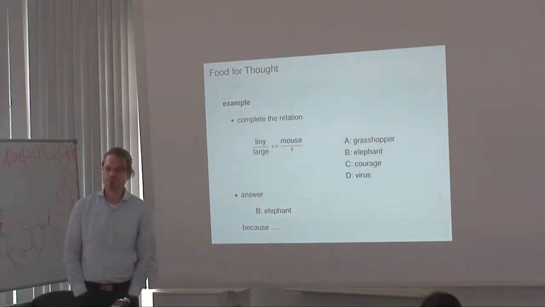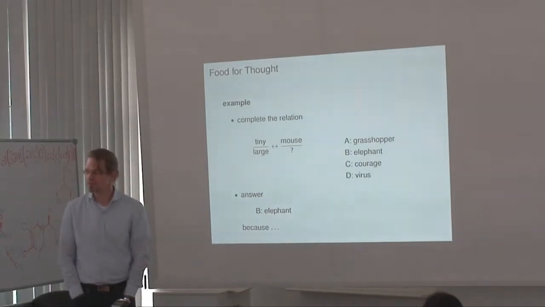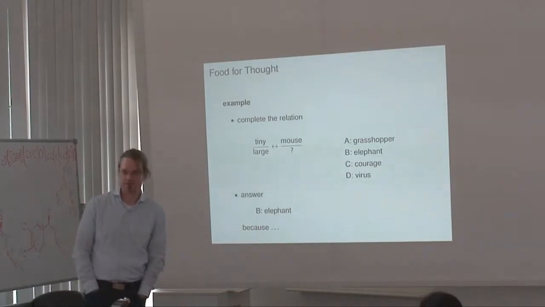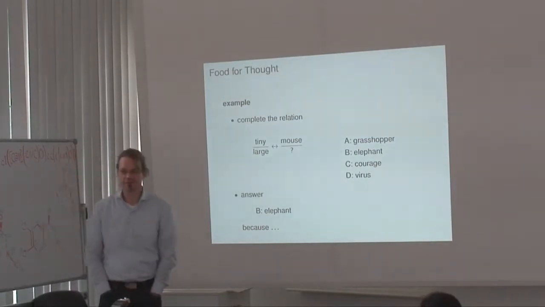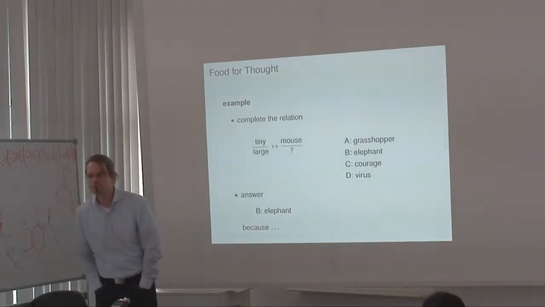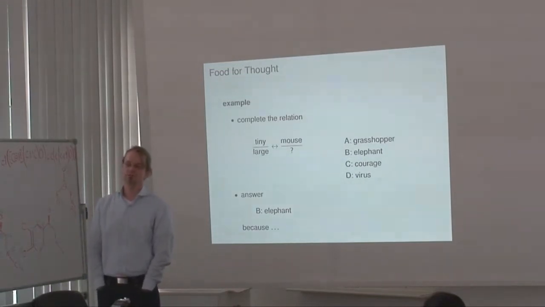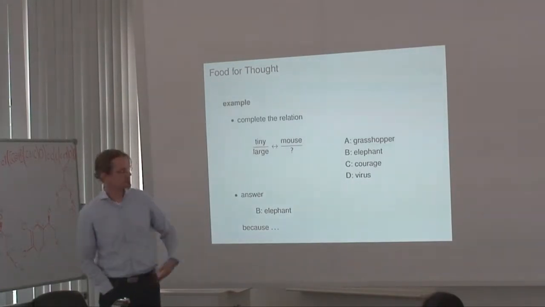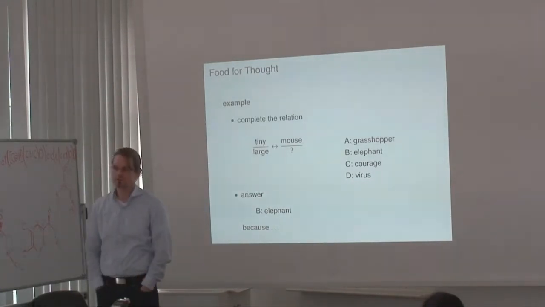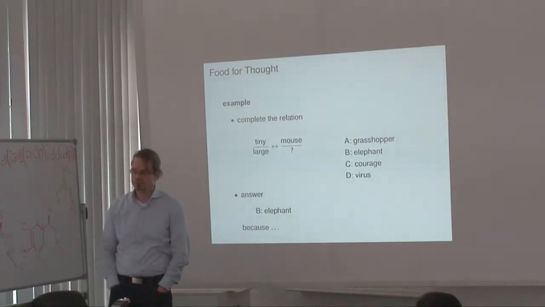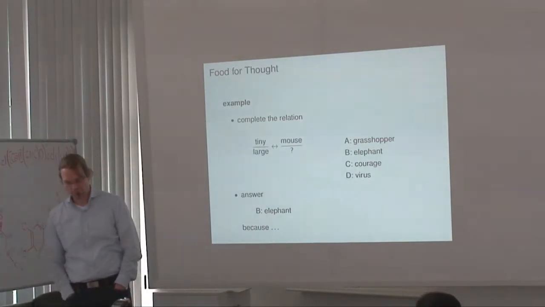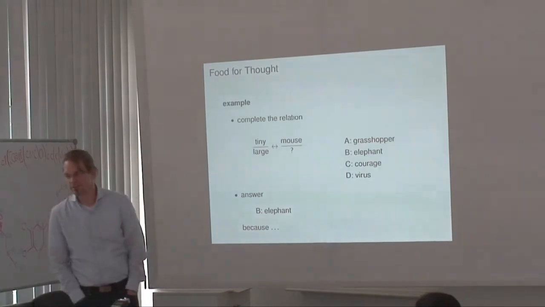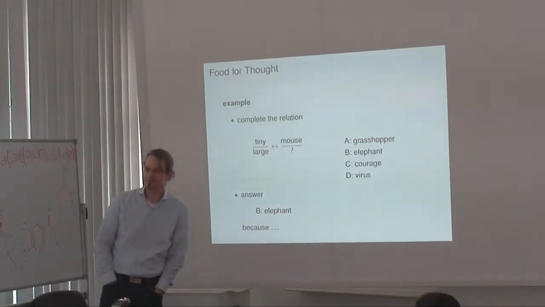But courage can be great, right? Or you can have a lot of courage. How do you know, or how do your brains know, that the best answer seems to be elephant out of these four choices here? Because courage is abstract, I think, and elephant we can imagine. And how do you know that? I don't know. See?